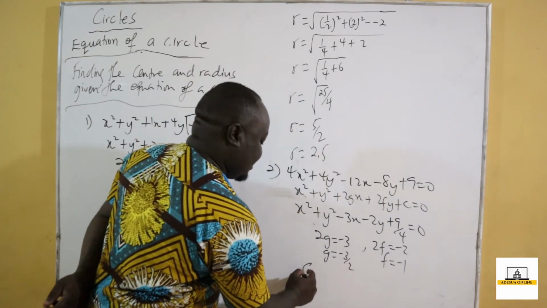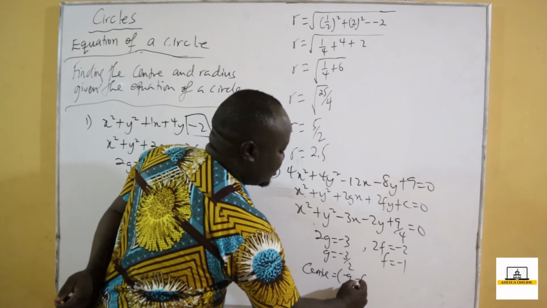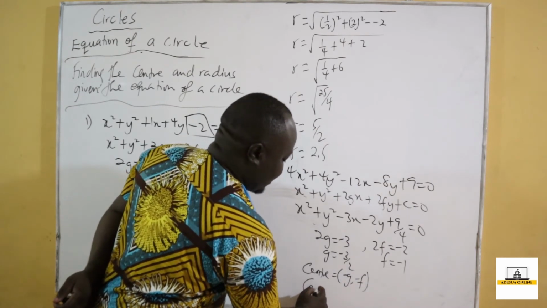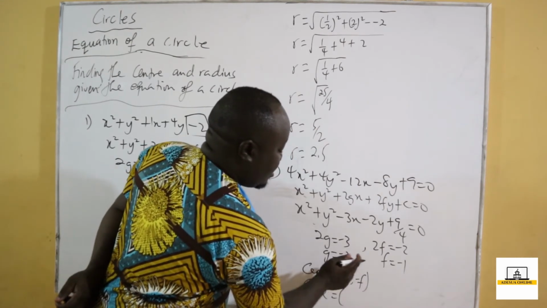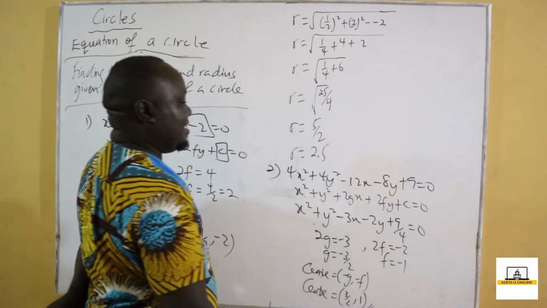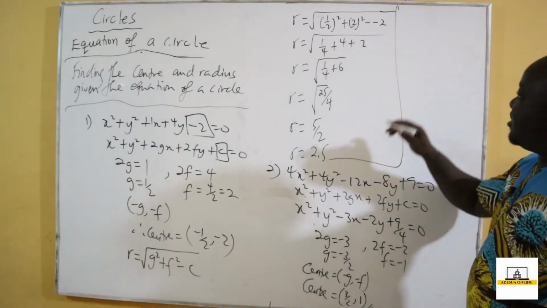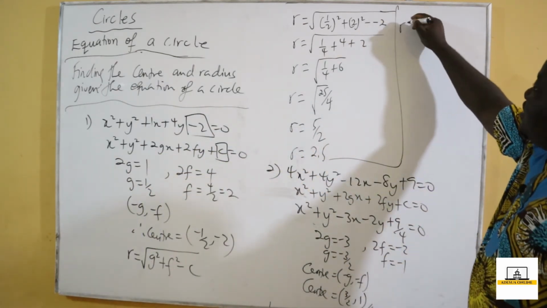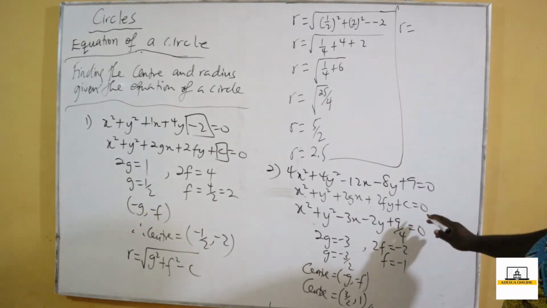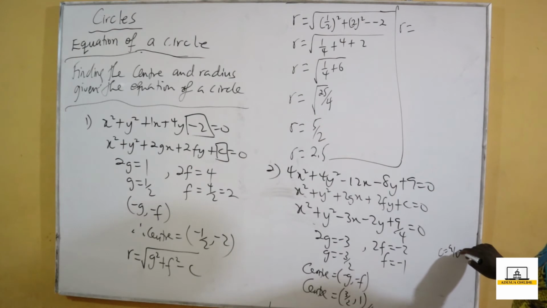So our center is always minus g, minus f. So our center now becomes positive 3 over 2 and then positive 1. This is our center. Now for us to get the radius, let's solve it here. We want the radius. Comparing this, we realize that our c is equal to 9 over 4.